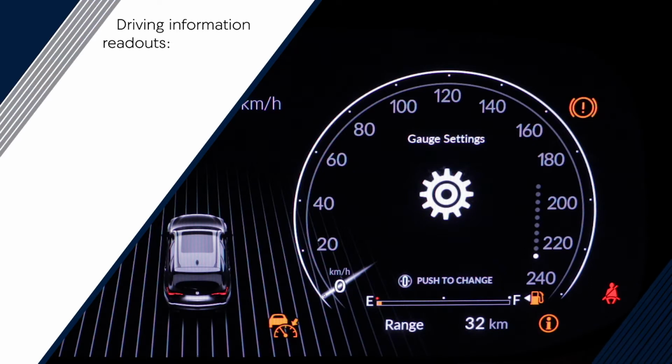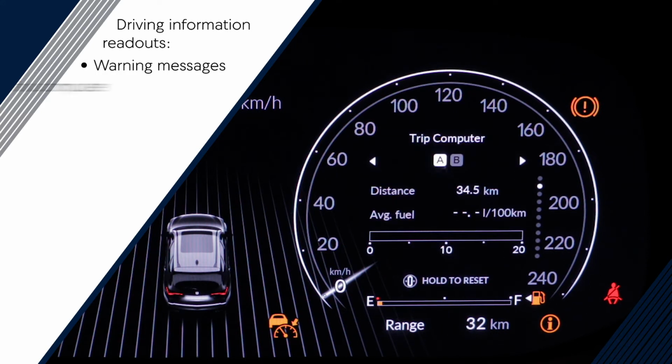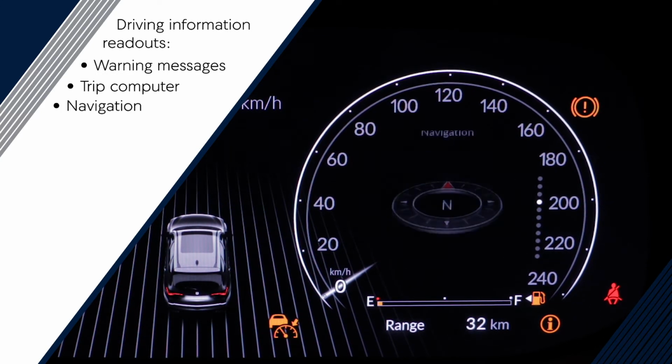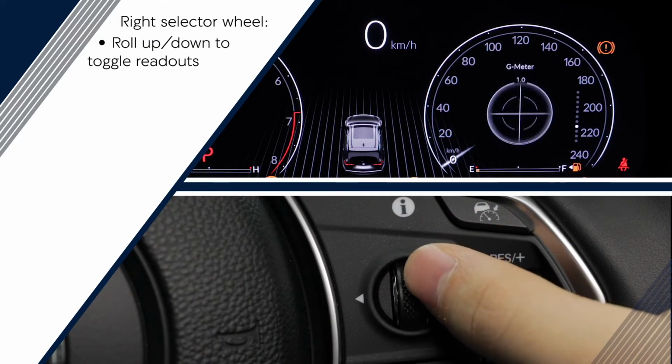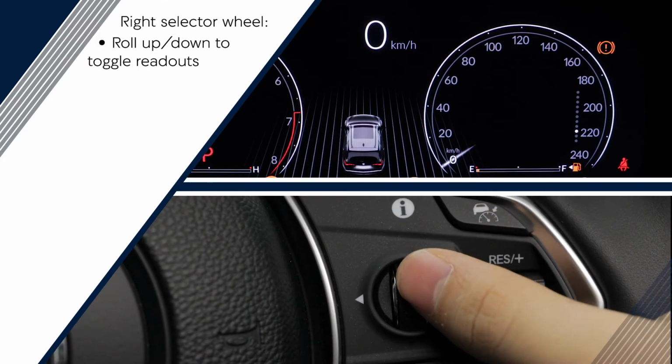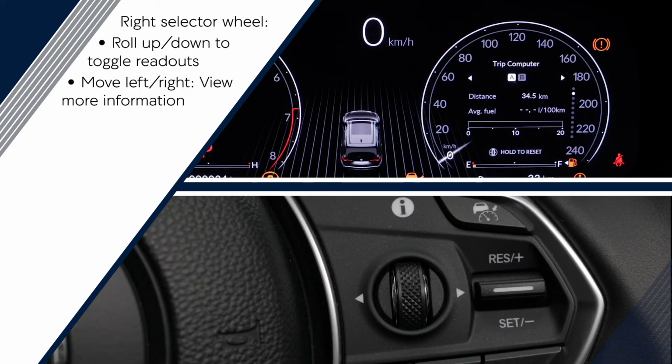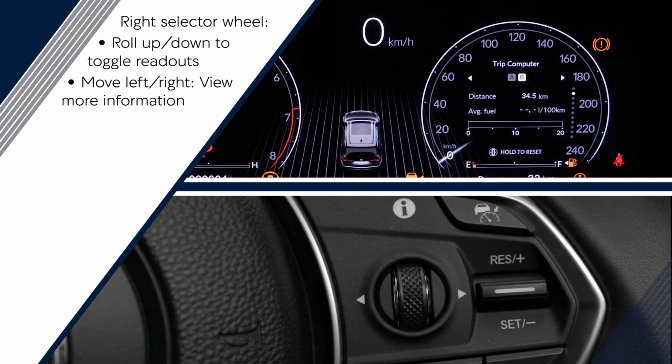The driving information is found on the right side of the cluster and can display key driver readouts, such as warning messages, trip computer data, navigation, maintenance information, and more. Roll the right selector wheel up or down to toggle between these readouts. Some readouts, including warning messages and trip computer data, provide additional information that's accessible by moving the selector wheel left or right.